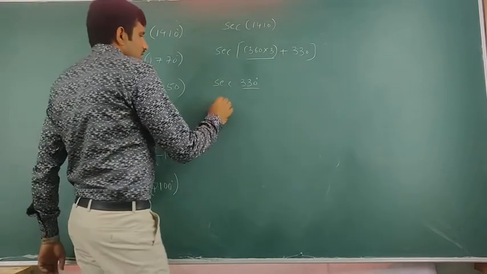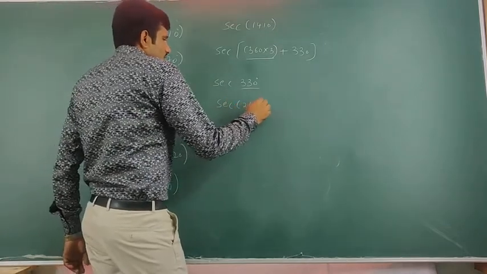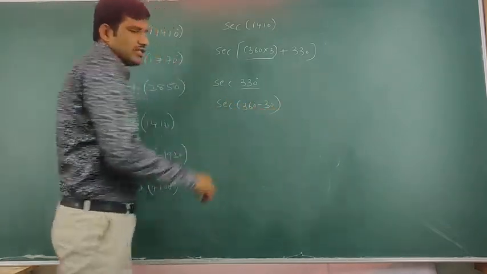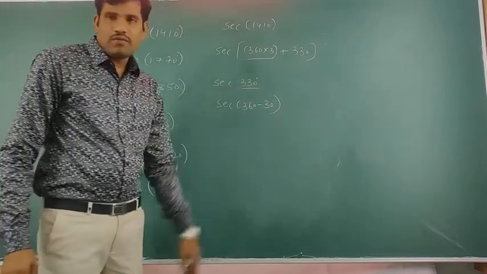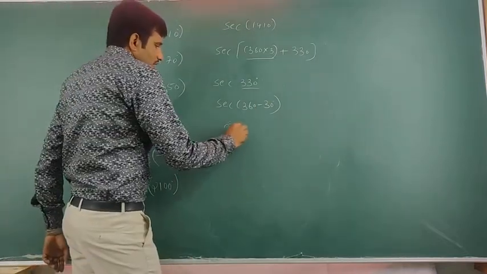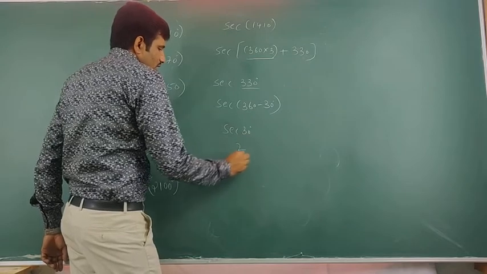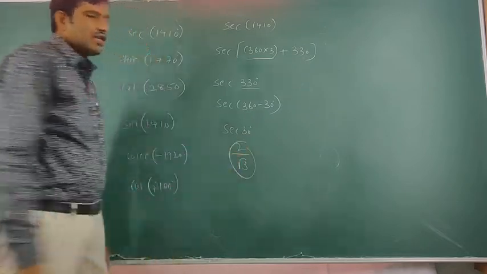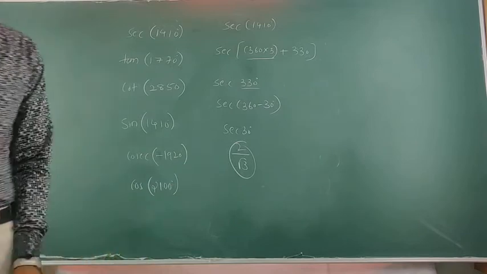Fourth quadrant. Now it is sec of 360 minus 30. In the fourth quadrant sec is positive. Sec of 360 degree minus theta is plus sec theta. That is sec of 30 degrees. What is sec of 30 degrees? 2 by root 3, because cos 30 is root 3 by 2. Sec 30 is 2 by root 3.